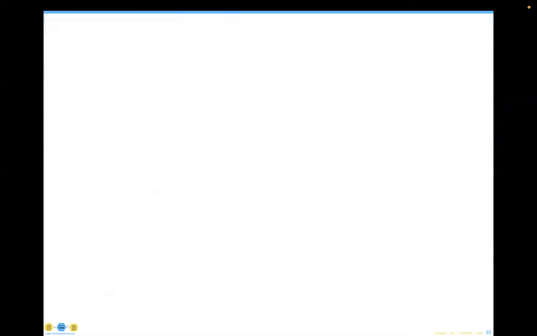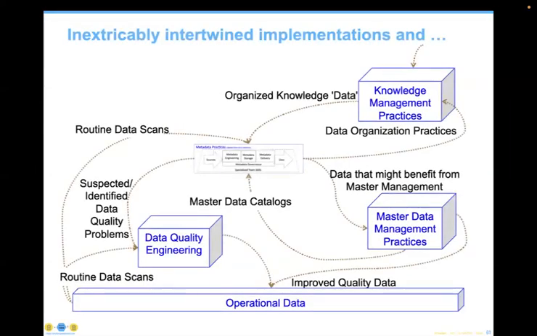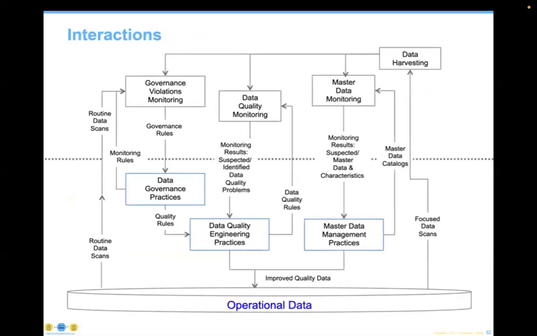Let's look at a couple of other ways that master data management falls into organizational pieces. Again, these things are inextricably intertwined implementations. So if we're doing knowledge management and data quality engineering, master data is probably a piece of this in order to pull it all together to make sure that our operational data works as smoothly as possible and that our operations work as smoothly as possible. Or if we're looking here at some sort of different types of data scanning and data harvesting things, we can look at all of these things, but you can see master data management practices and data monitoring is very important in order to do this.